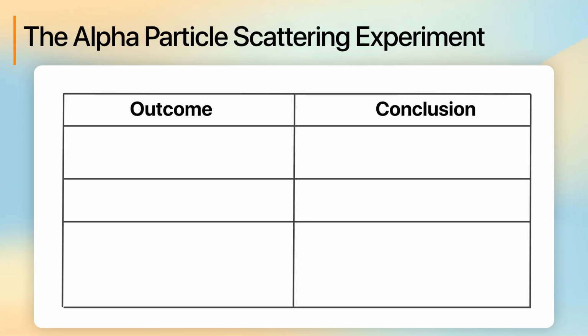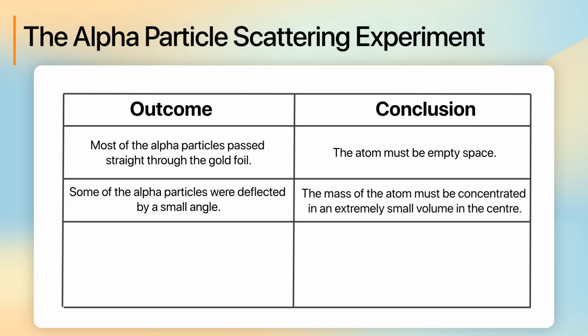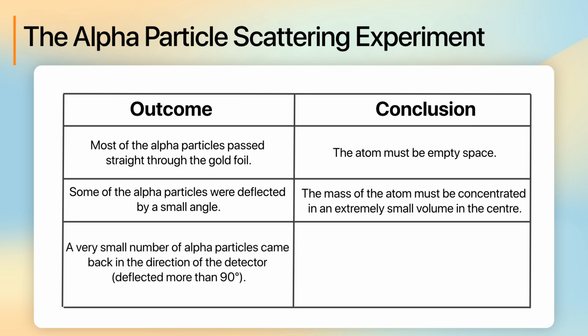Rutherford's first observation was that most of the alpha particles passed straight through the gold foil, meaning that the atom must be largely composed of empty space. Secondly, some of the alpha particles were deflected by a small angle. This meant that the mass of the atom must be concentrated in an extremely small volume in the center. Finally, a very small number of alpha particles came back in the direction of the detector, which meant that the center of an atom must have a strong positive charge.